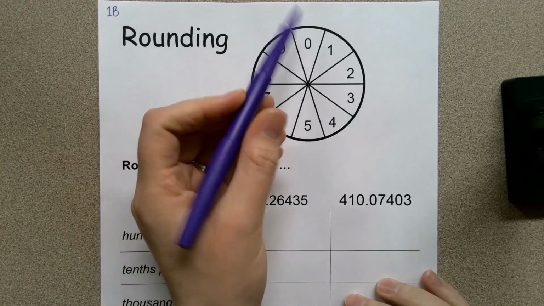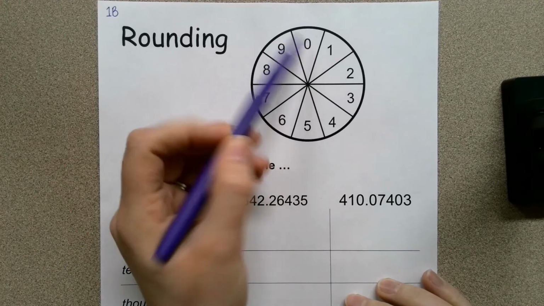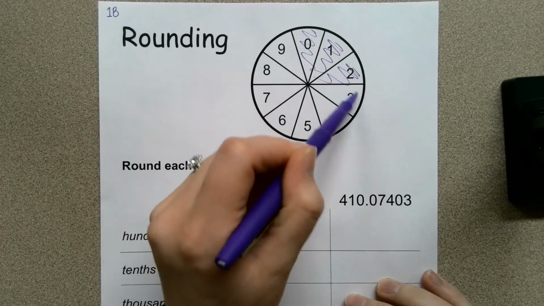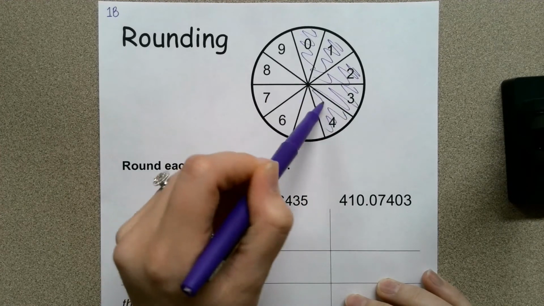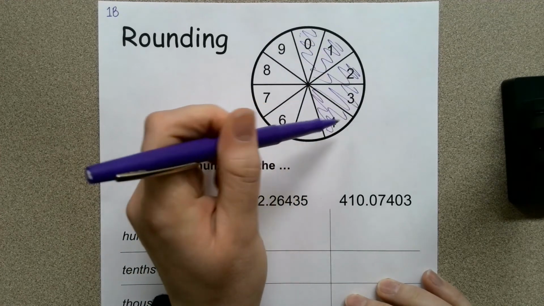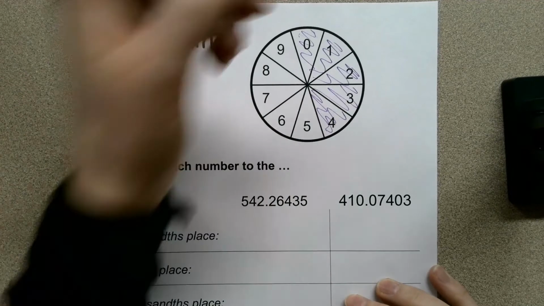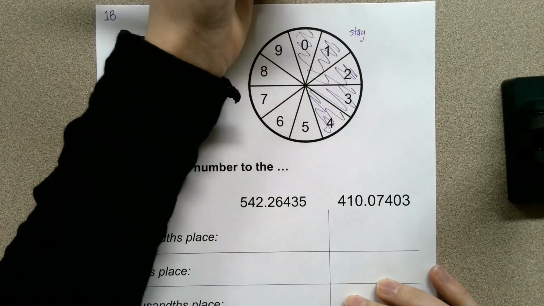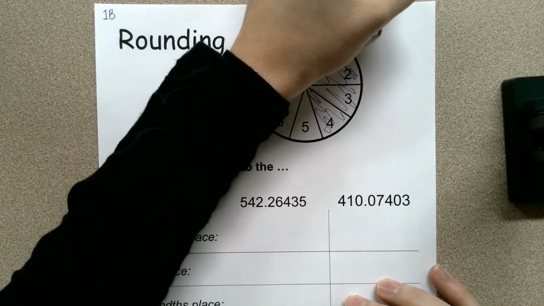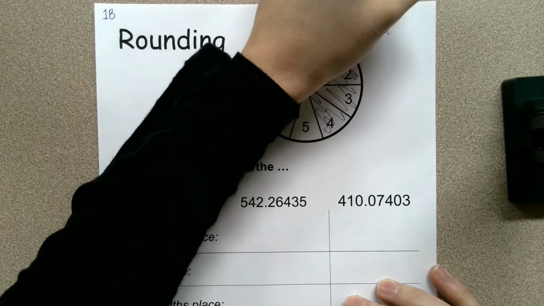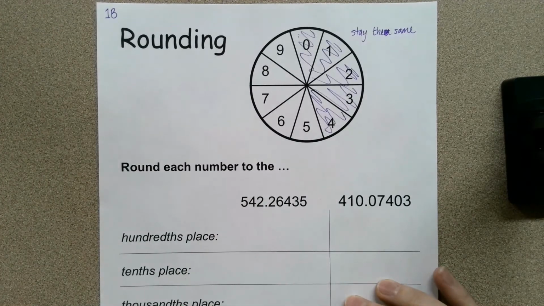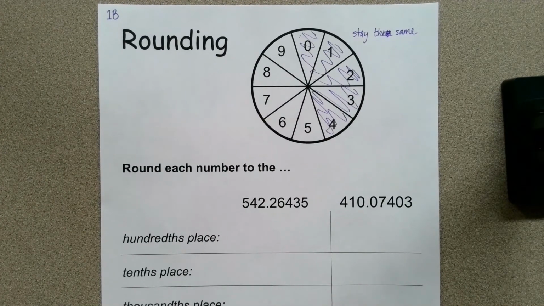So when we look at this, numbers 0, 1, 2, 3, and 4. So the smaller half of this wheel from 0 to 4, all of those digits will make the digit to the left of it stay the same, while the rest drop off. So 0, 1, 2, 3, 4 stay the same.